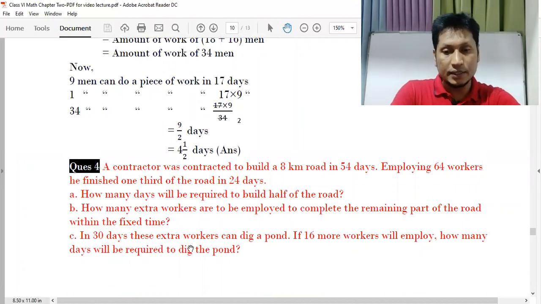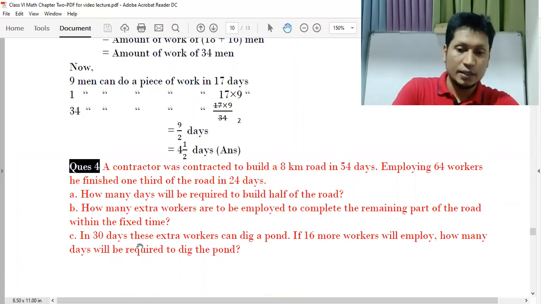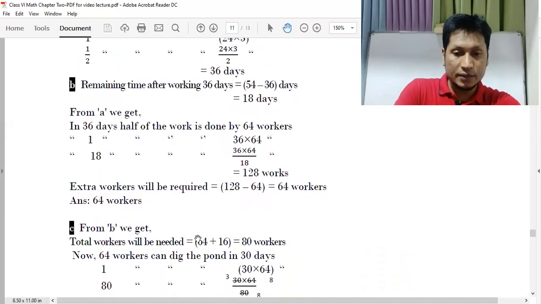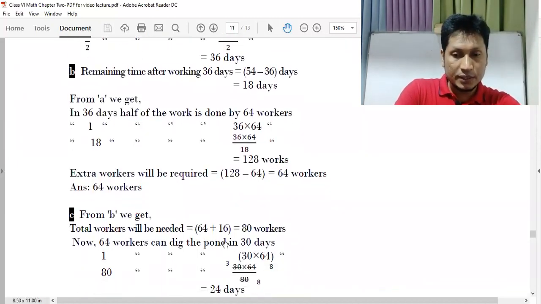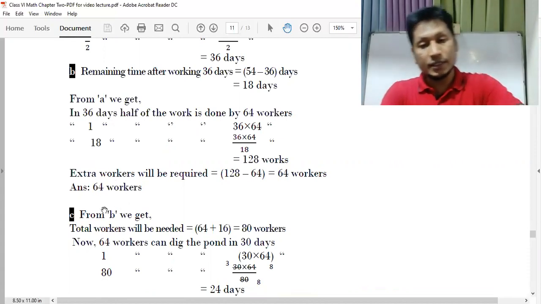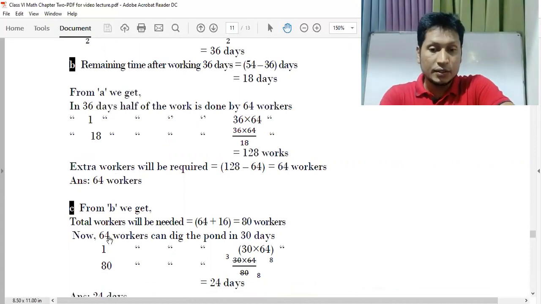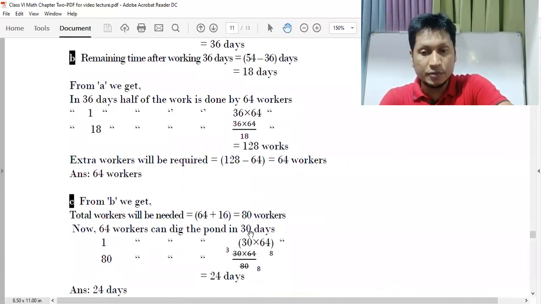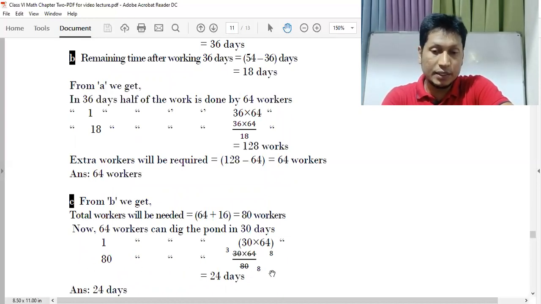In 30 days, these extra workers can dig a pond. These extra workers dig a pond in 30 days. So extra workers is what? Extra workers, here you see 64. From B we know extra workers are 64 workers. So 64 workers can dig the pond in 30 days. Okay, so one worker can dig the pond in how many days? And 80 workers can dig in how many days?